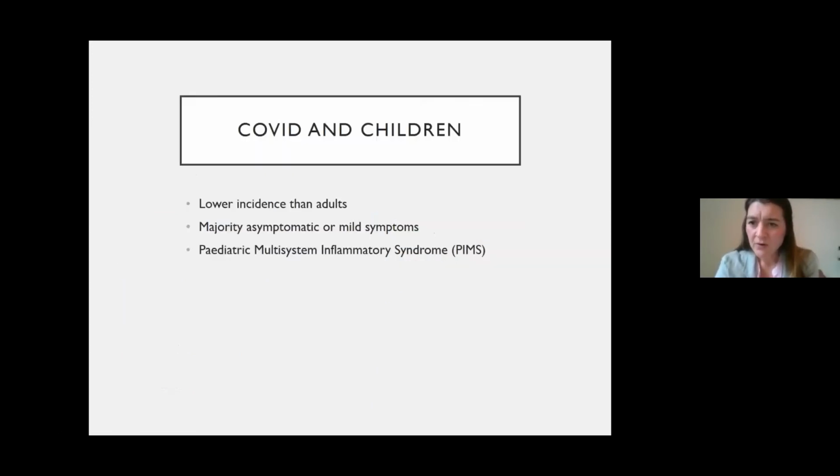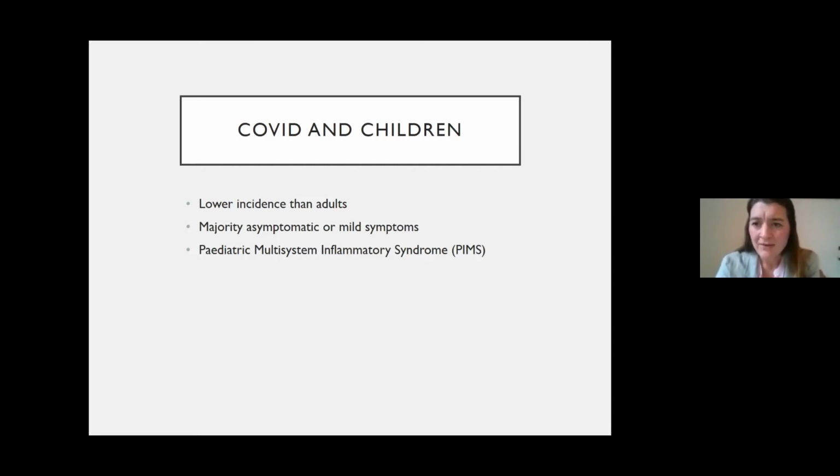Just a very quick thought about children in COVID is that generally children don't seem to catch COVID as easily as adults, so there's a lower incidence, and the majority of them will be asymptomatic carriers or just have mild symptoms. But it's worth knowing that we have seen a rare but clinically significant condition, which is known as PIMS, pediatric multisystem inflammatory syndrome, which is essentially an acute systemic inflammatory response.